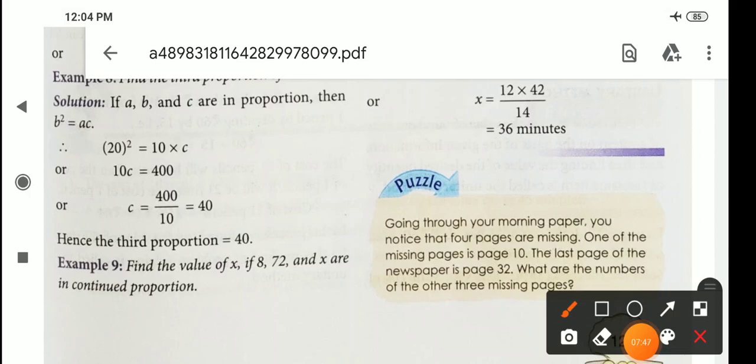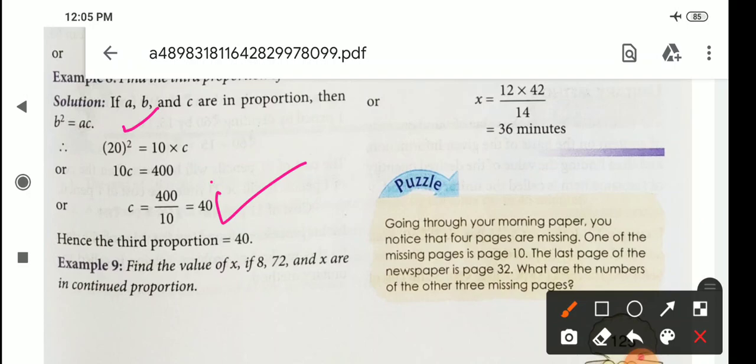So 10c equals 400, since 20 multiplied by 20 is 400. If we exchange their places, 10c equals 400 and c equals 400 by 10 equals 40. So the third proportion is 40. Children, this one is very easy. Just remember that formula, put in the values where necessary, and then we find the answer.